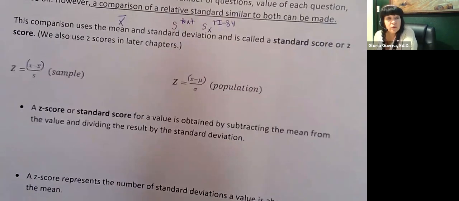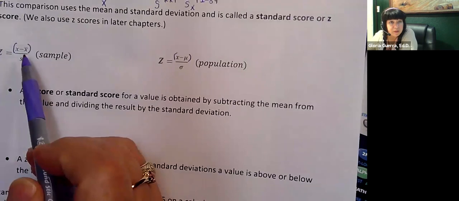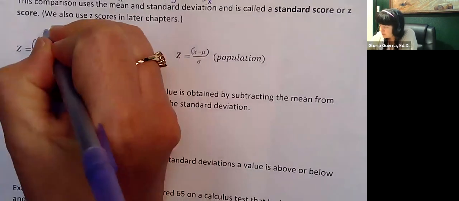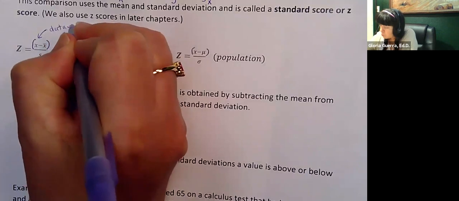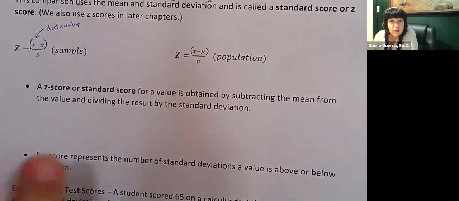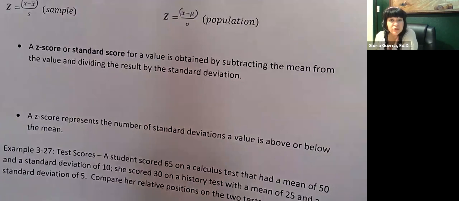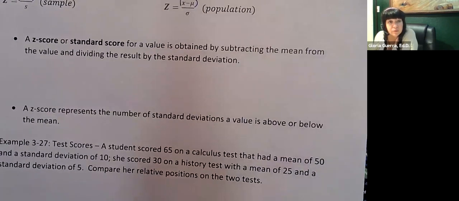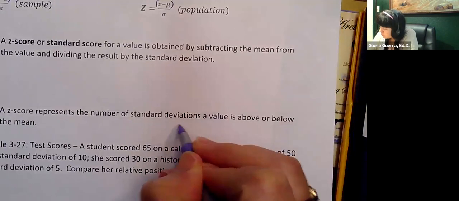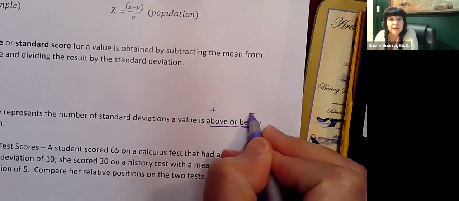A z-score, or a standard score for a value, is obtained by subtracting the mean from the value. X is our data value. Then you divide the result by the standard deviation. A z-score represents the number of standard deviations the value is either above the mean or below the mean. If it's above the mean, it's going to be positive. If it's below the mean, it's going to be a negative score.